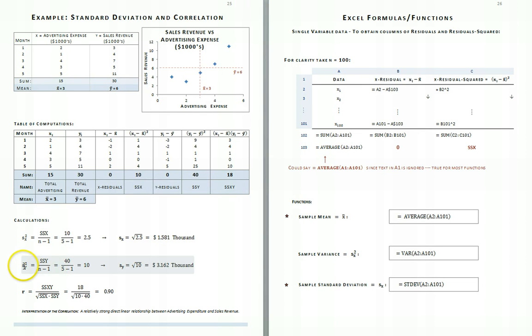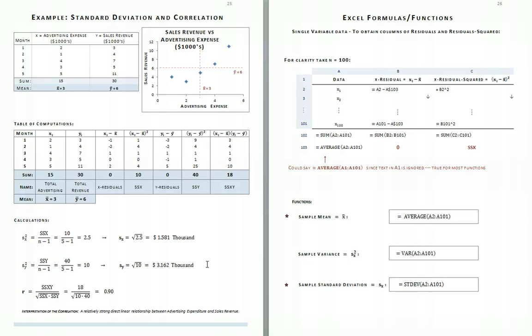The sales revenue sample variance is SSY over n minus 1. SSY here is 40 divided by 5 months minus 1. 40 divided by 4 is 10. Square root of 10 to get the sample sales revenue standard deviation, $3,162, as a measure of standard deviation from month to month.